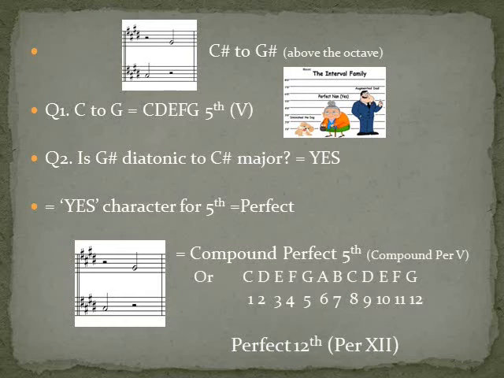Or if you now count the real amount of steps, as in C, D, E, F, G, A, B, C, D, E, F, G, it's a 12th. So it's still a perfect 12th.